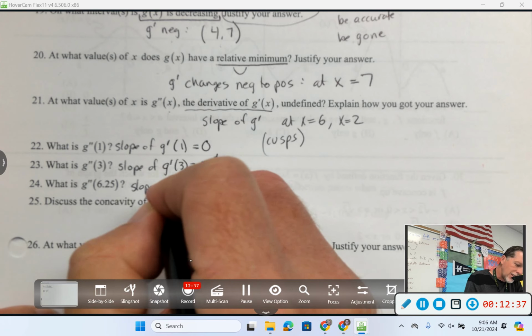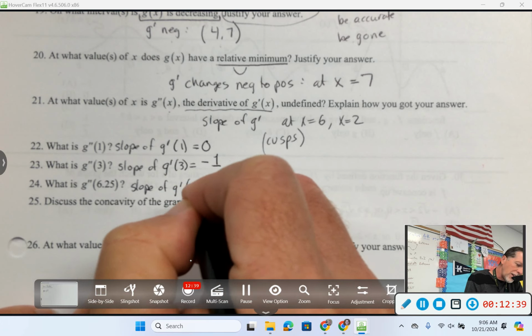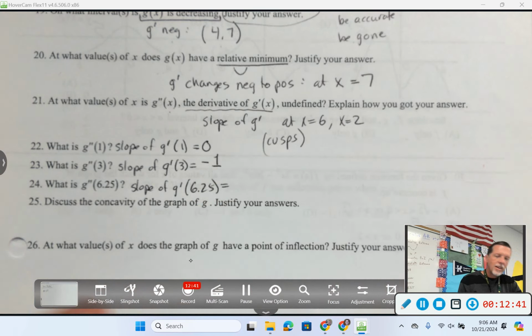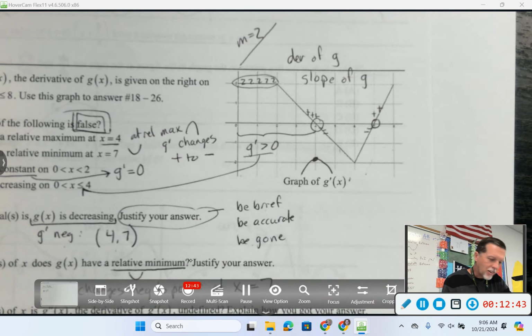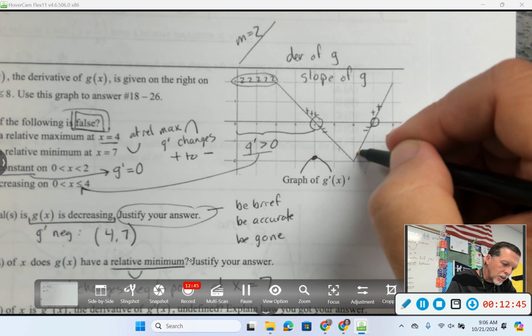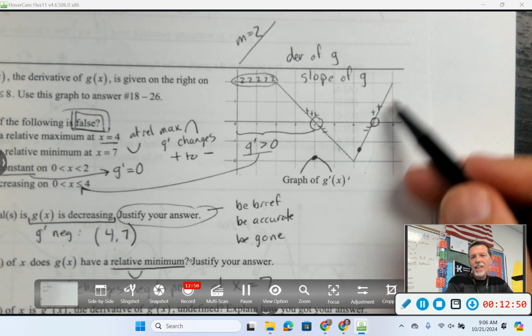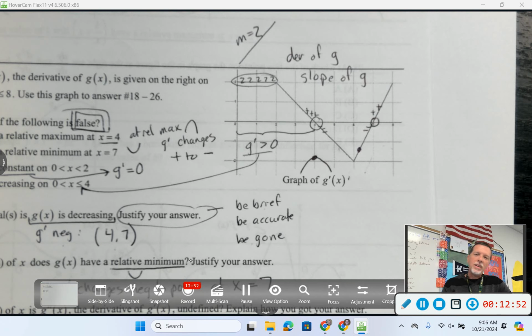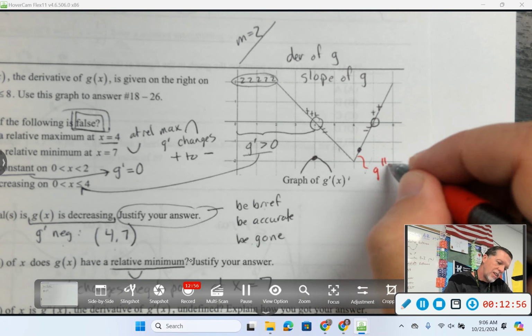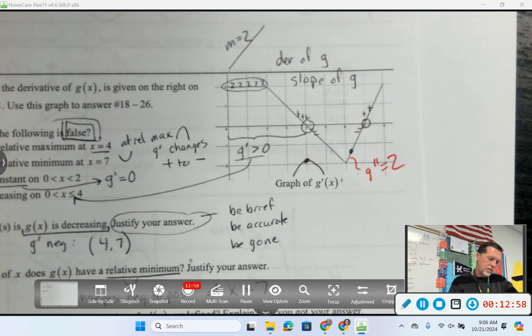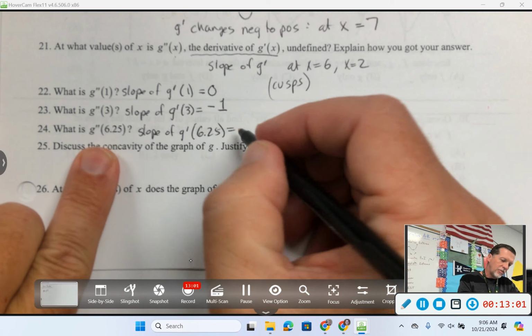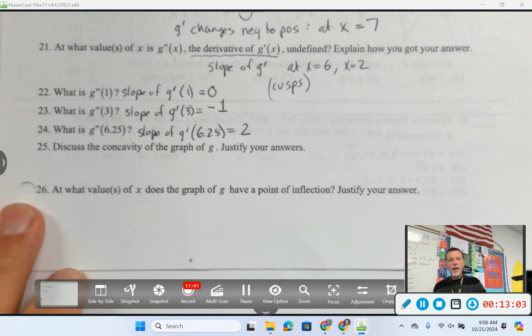6.25, slope of G prime at 6.25. Where the heck is 6? Oh, so it doesn't really matter 6.25. It's just trying to say somewhere on that piece, what's the slope of that piece? So the second derivative of G at 6.25 is 2.